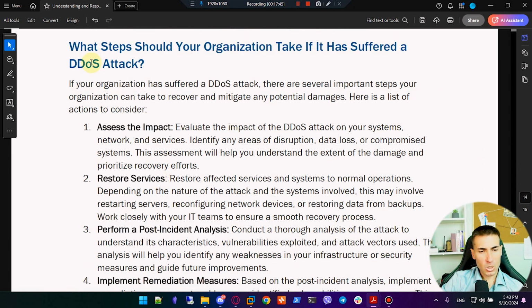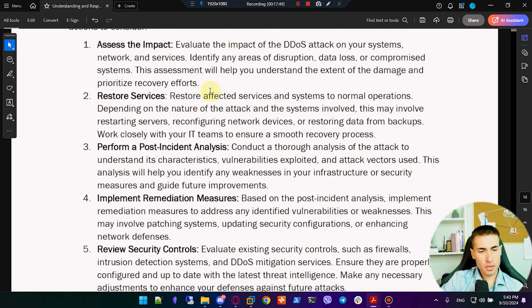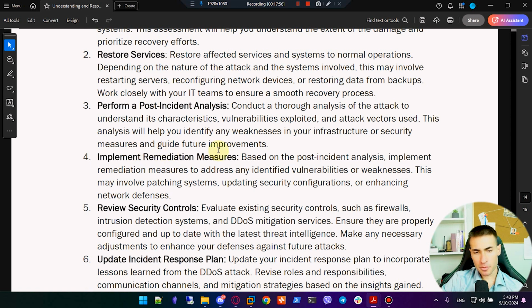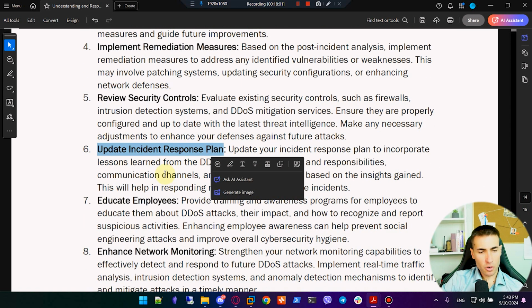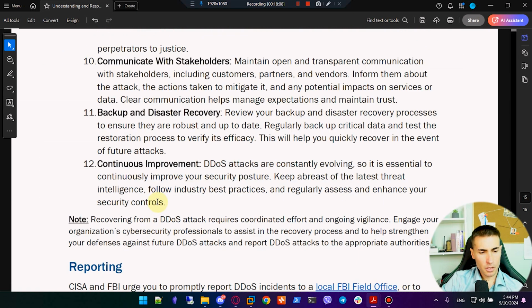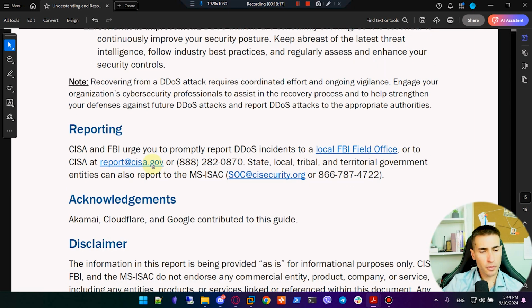So, what steps should your organization take if it has suffered a DDoS attack? Of course, assess the impact, restore services, perform post-incident analysis, implement remediation strategies, review security controls. I'm just going through them quickly because we have discussed the majority of those. And of course, I'm going to repeat myself. It's really important for you to thoroughly examine this document. I'm going to post it in the description so you can see it yourself.